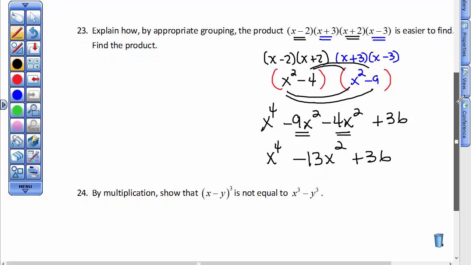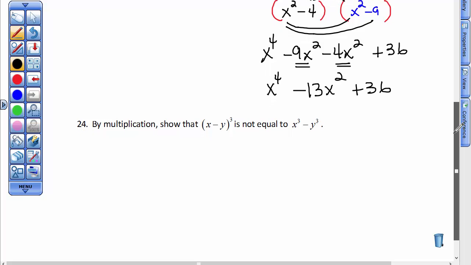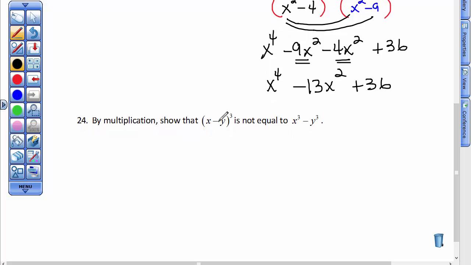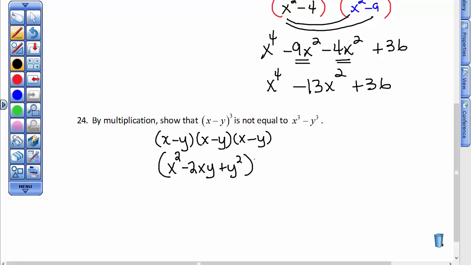In this last problem, which I'm going to let you figure out yourself, when you take x minus y and cube it, it means to take x minus y and multiply it by x minus y. And then, after you've done that, take that answer and multiply it by x minus y again. Well, I can tell you that these first two binomials, when you FOIL them, are going to be x squared minus 2xy plus y squared. And when you multiply that by this x minus y, there is no way you're going to get that result.